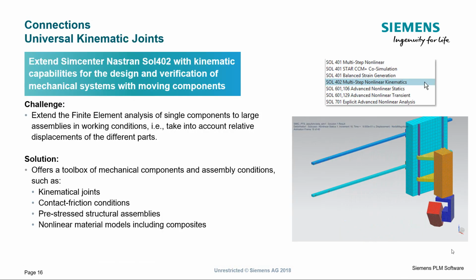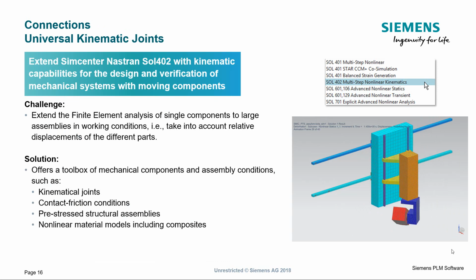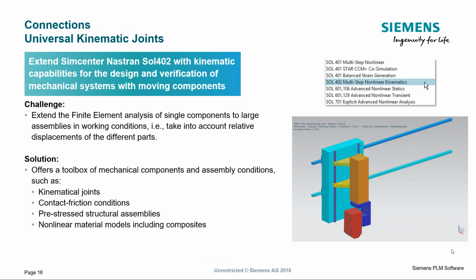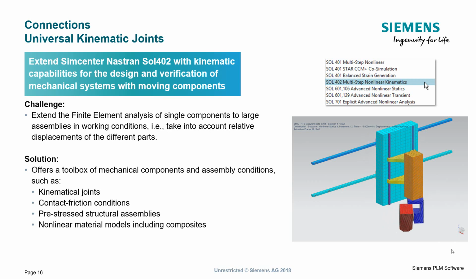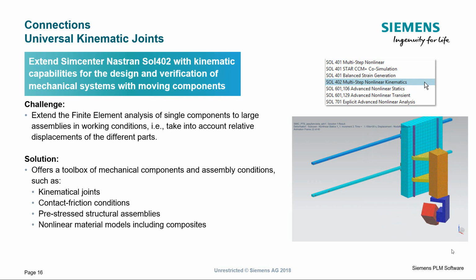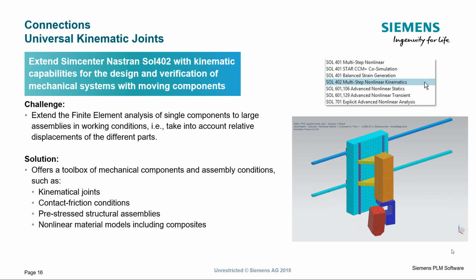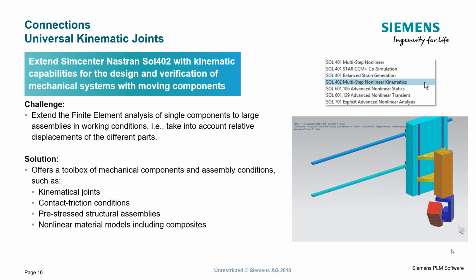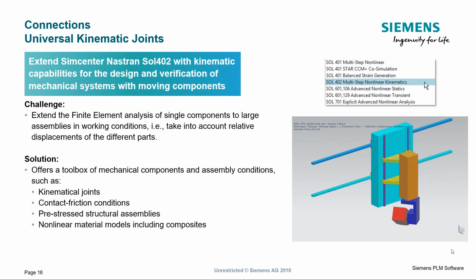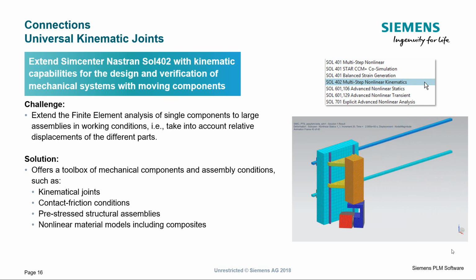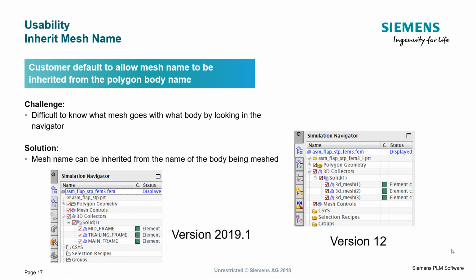All right, in support of our solution 402, which is the multi-step nonlinear kinematics, we have a number of joints which makes specifying the kinematic connections very quick and easy so that you can very quickly develop your solution 402 model. The mesh name can now be inherited from the name of the polygon body. This makes it easier to identify which meshes go with which bodies.